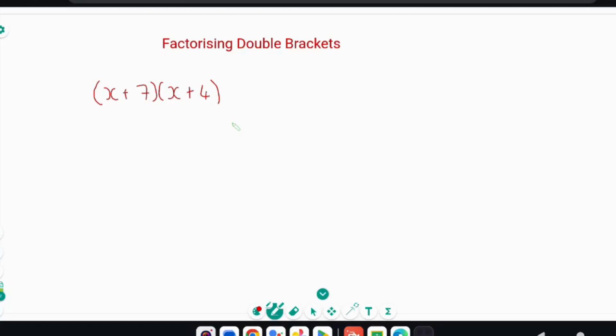Factorising double brackets. Okay, so let's look at expanding double brackets first. If we multiplied out these brackets, we'd have x times x is x squared, x times 4 is 4x, 7 times x is 7x, 7 times 4 is 28. And if we collected the like terms in the middle here, we'd have x squared plus 11x plus 28.